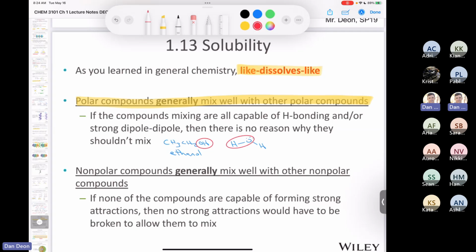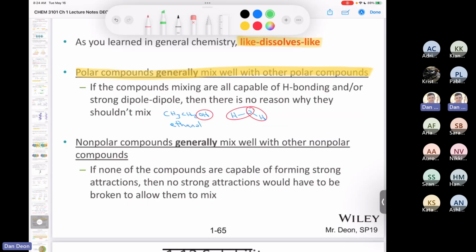So since they both have the capability of hydrogen bonding, this is why ethanol dissolves in water, and you can make things like beer and wine and schnapps or whatever. All right, and then it says nonpolar compounds tend to dissolve in other nonpolar compounds.